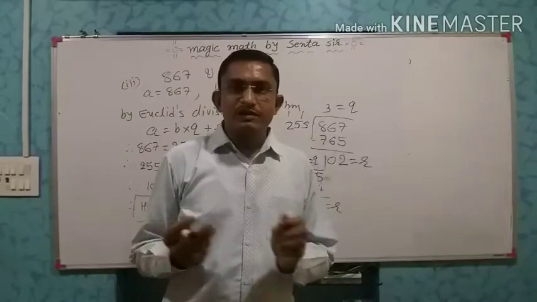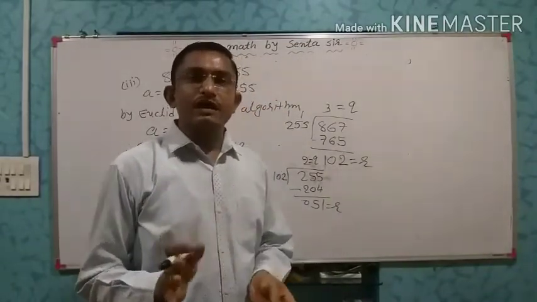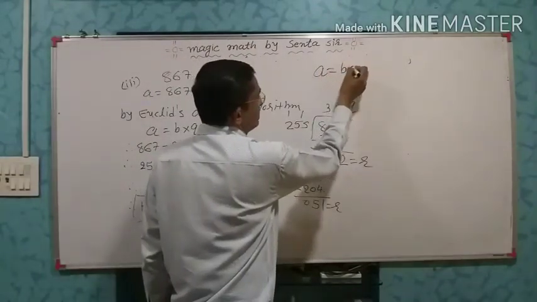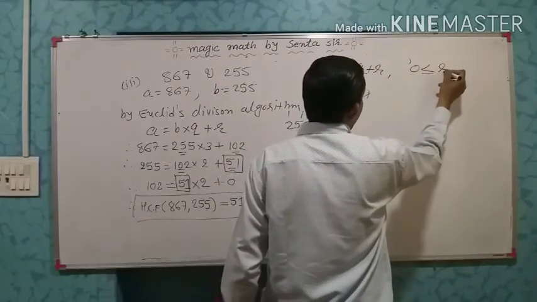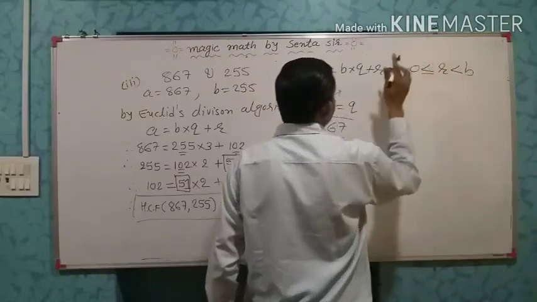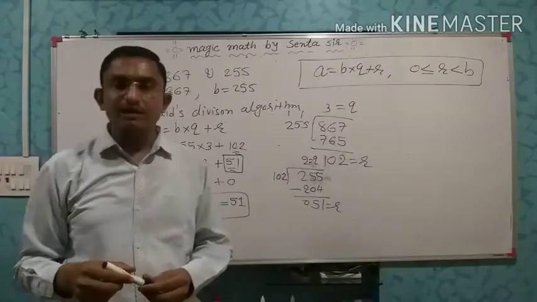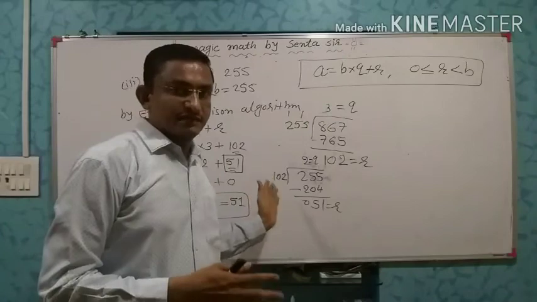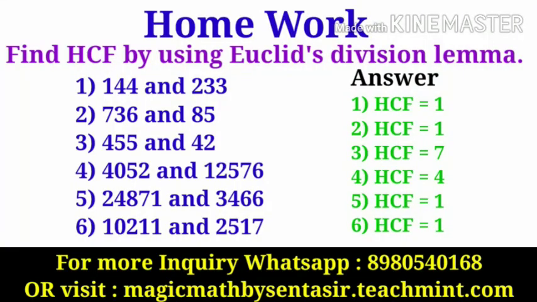Friends, today we learned Euclid's division lemma or Euclid's division algorithm and its examples. It is very easy. A is equal to B into Q plus R, where 0 is less than or equal to R less than B. This is Euclid's division lemma or Euclid's division algorithm. We use it for finding HCF. It is very easy. Friends, here we give some extra examples for homework.